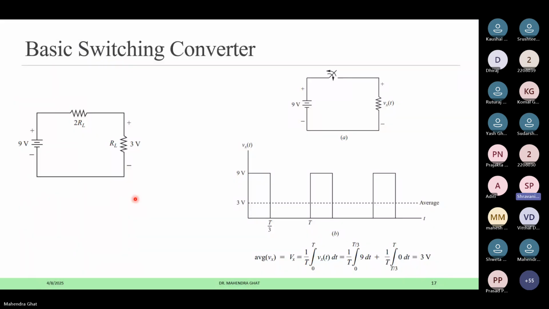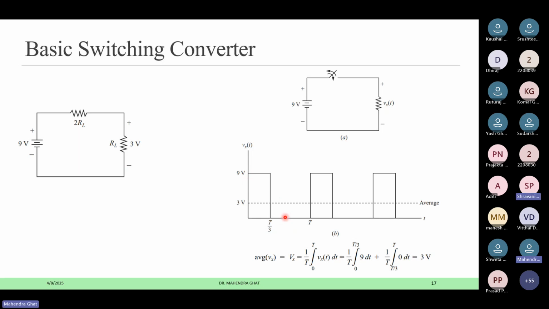Yes, sir. Sir, my doubt was about the T by 3 value you have taken, because the input is 9 volts and the output is 3 volts. For that you have taken T by 3, right? Yes. So we can change it according to the values of voltage. If you want 6 volts here, then it will be 2T by 3. The on time will be 2T by 3.